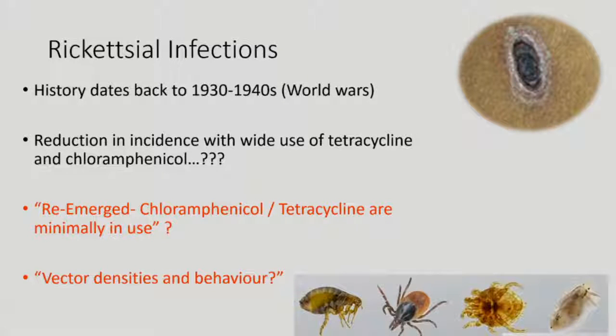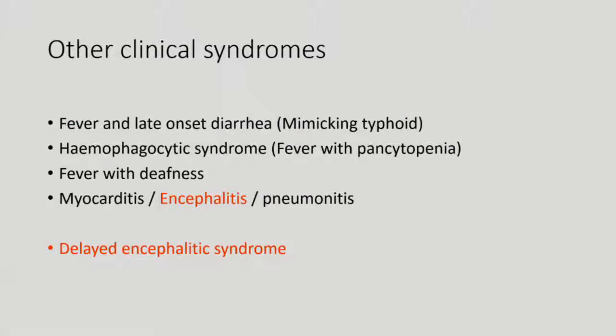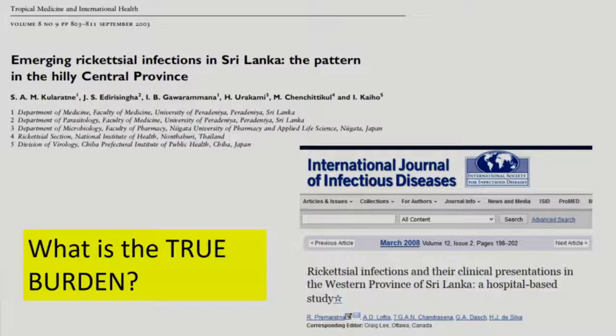So rickettsial infections, their history dates back to the 1930s, and the reduction of incidence was probably due to tetracyclines and chloramphenicol, which are anti-rickettsial antibiotics used in the past. However, they re-emerged because these antibiotics are not very commonly used today. But we still don't know the vector densities and their behaviors. Other clinical syndromes encountered: fever and late onset diarrhea, hemophagocytic syndrome, fever and deafness, myocarditis, encephalitis, and pneumonitis, and delayed encephalitic syndrome, which we need to investigate further. However, the true burden of this disease is not really known.